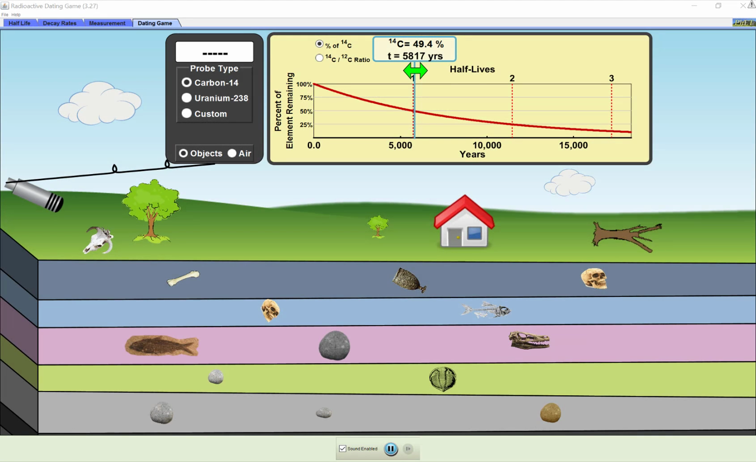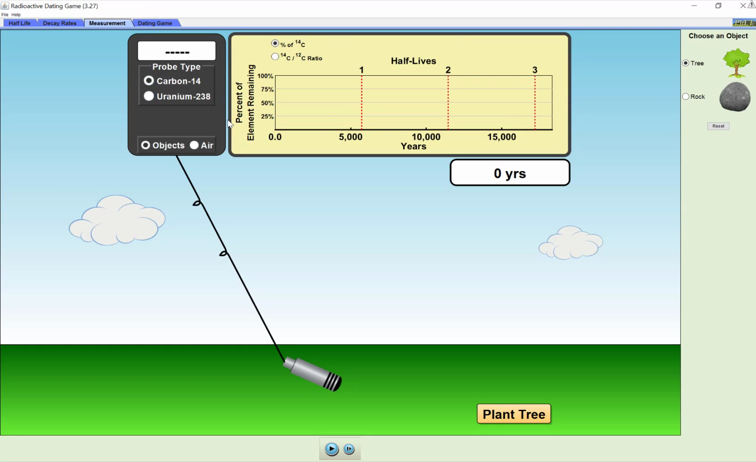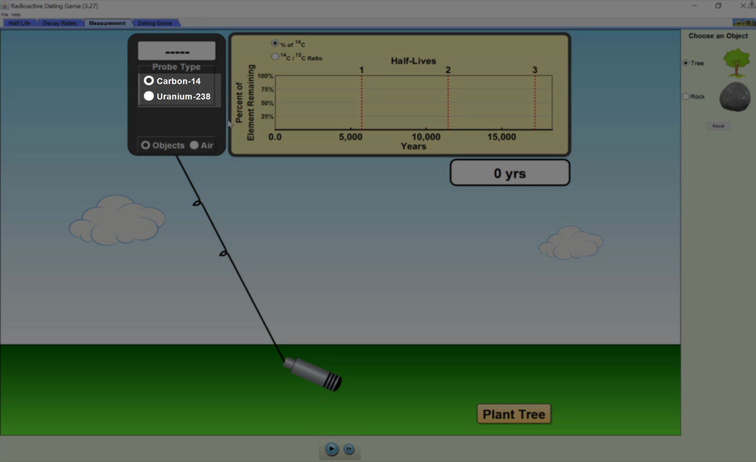Okay, so in this video, what we're going to be looking at here is how to use this simulation and what this simulation is based on. So before I actually get to what these different probes are and how to calculate the absolute age, let's just go back and look at this measurement. Now, there are two main kinds of probes on here that we're going to be using. One's carbon-14, and the other one is uranium-238.